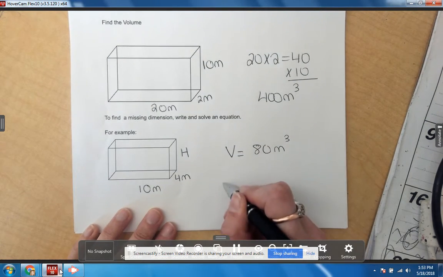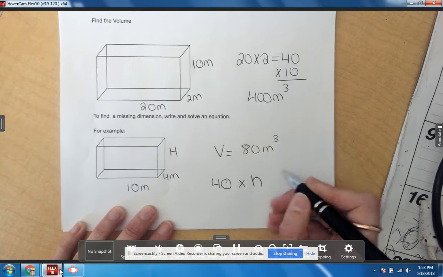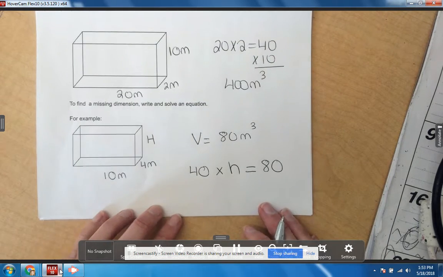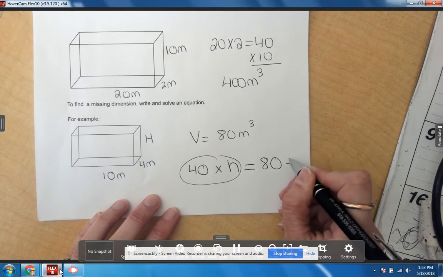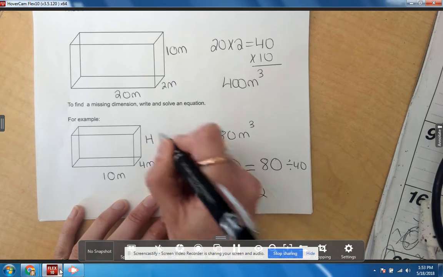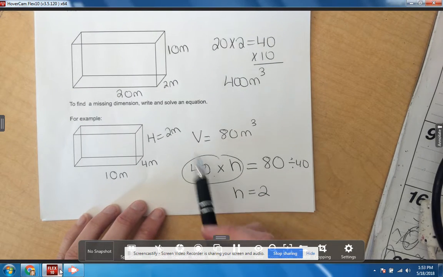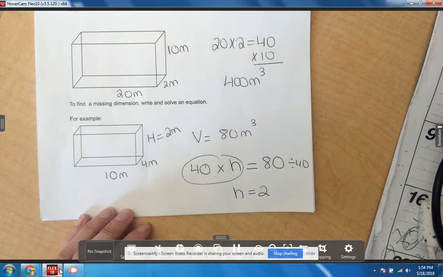So 10 times 4 is 40. 40 times something, h, has to equal our volume, which is 80. This is just a one-step equation. Instead of multiplying by 40, I'm going to divide by 40. So h equals 2. So the missing measurement is 2 meters. And then if you wanted to check that, 2 times 4 is 8. 8 times 10 is 80, which is the answer you're supposed to get.